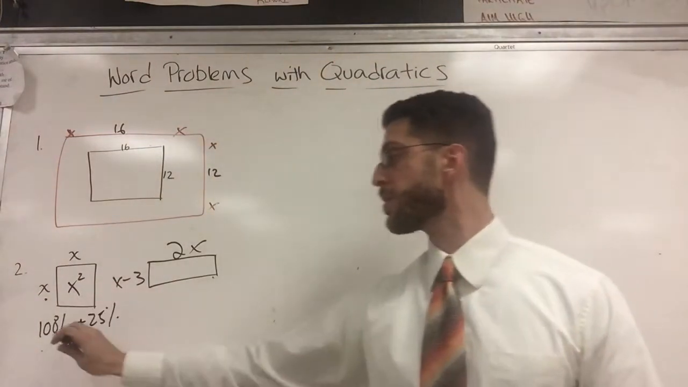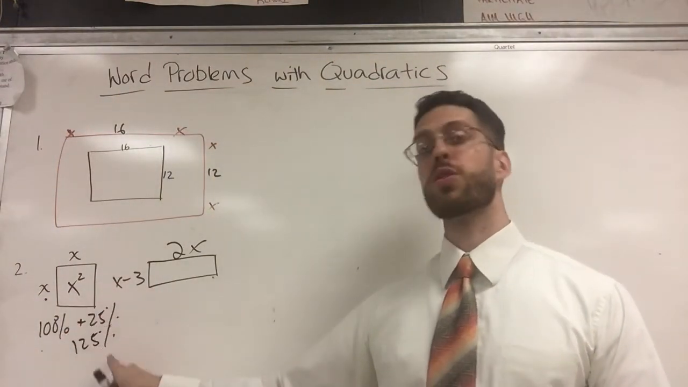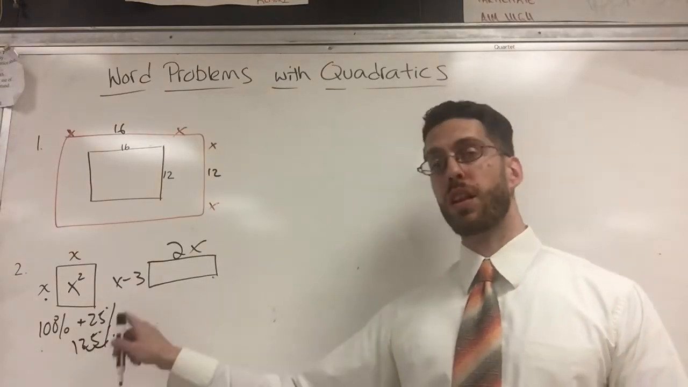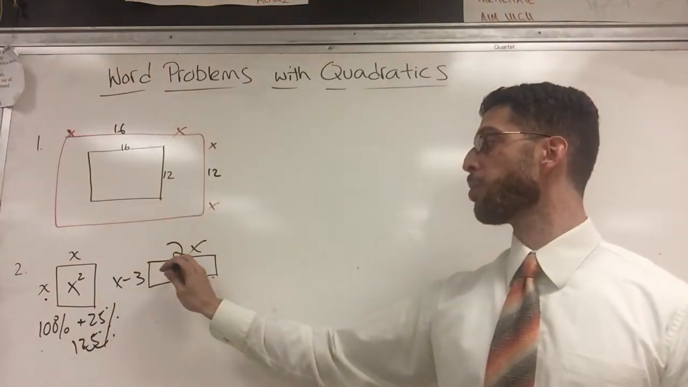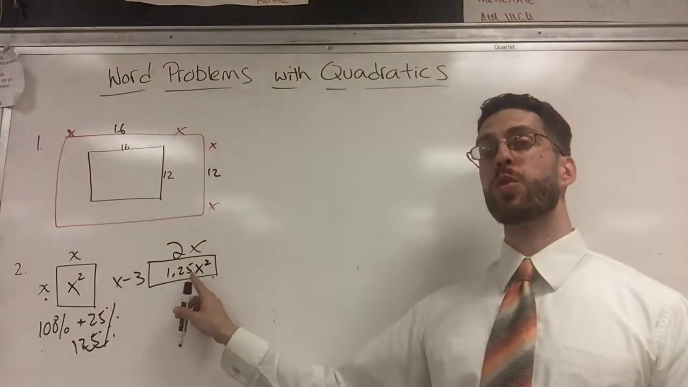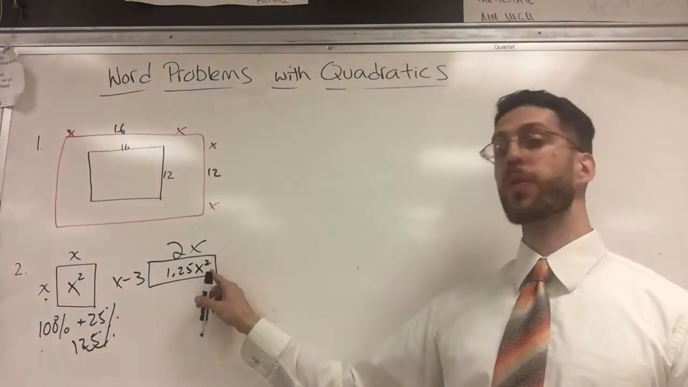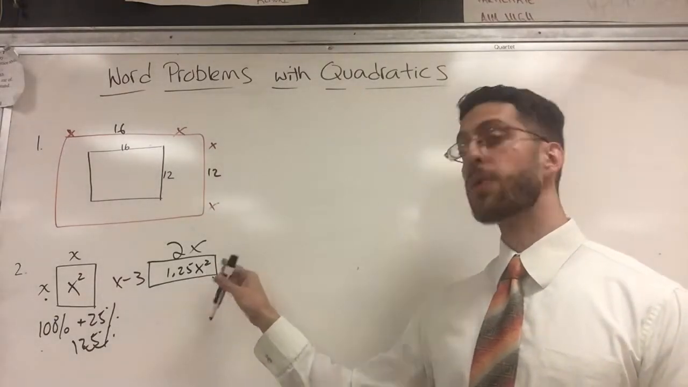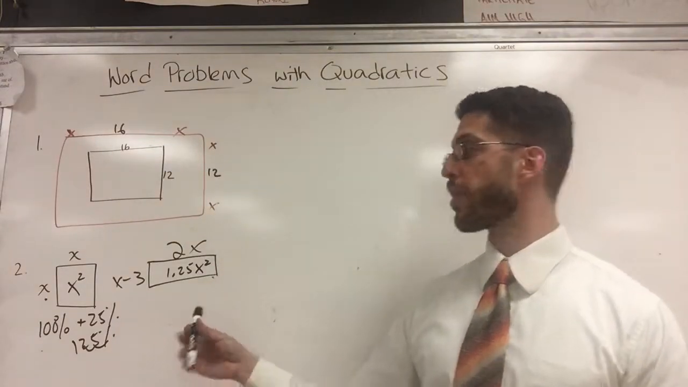Do you know what that means? It means turn that into a decimal, moving the decimal to the left twice, creating 1.25 x squared. This represents 125% of the original area, which is x squared. So just looking at this, that was the hard part. Now we have to do the math.